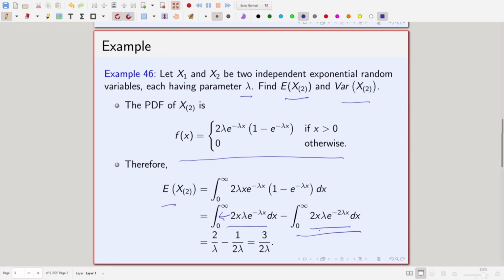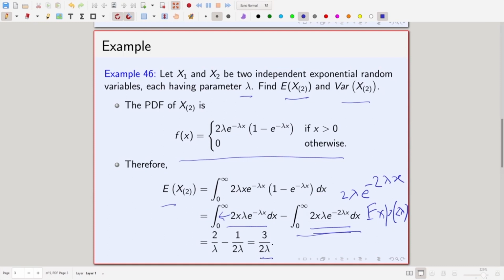And now, if you look at this integral, this is 2 lambda e to the power minus 2 lambda x, that is just the probability density function of an exponential distribution with parameter 2 lambda, and so here you are just calculating the mean of that. So, the mean of that will be just 1 over 2 lambda. So, you get 2 over lambda minus 1 over 2 lambda equal to 3 over 2 lambda.